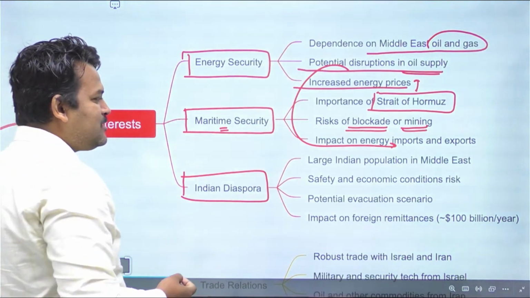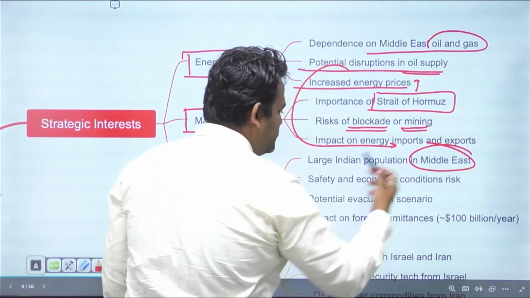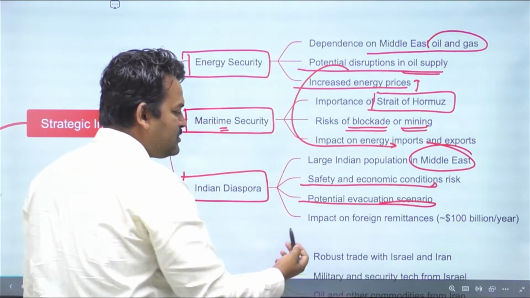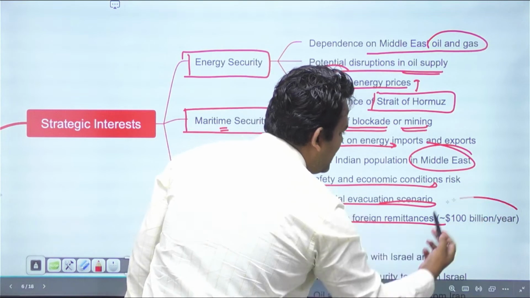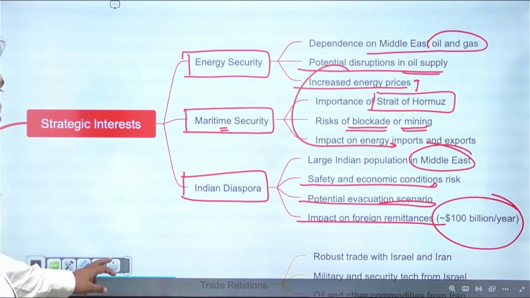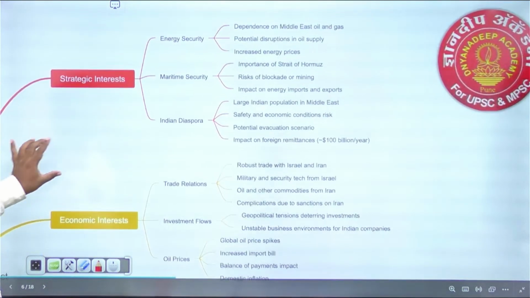Third thing is the Indian diaspora. There is a large Indian population in the Middle East. Their safety and economic conditions are at risk. A potential evacuation scenario will also exist. There will be an impact on foreign remittances, which stand around 100 billion per year. So these are some issues that India is going to face in strategic interest.